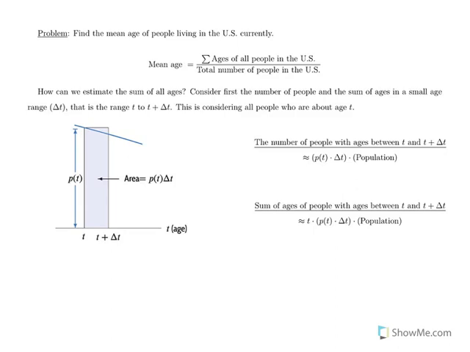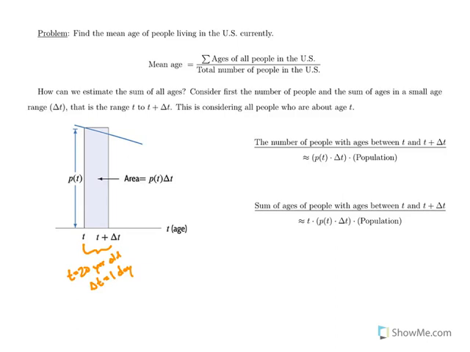So instead of finding the actual thing, we're going to estimate the sum of all ages using some integral. First we're going to consider the number of people and the sum of ages in a small age range, delta t. That is the range t to t plus delta t. We see that right here, t to t plus delta t. And this is the idea that if we say t is equal to 20 years old, maybe delta t is 1 day. So we're saying that this is all the people who have their birthday today that are exactly 20 years old. And we can make delta t as small as we want.